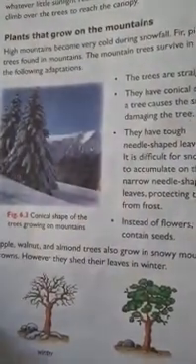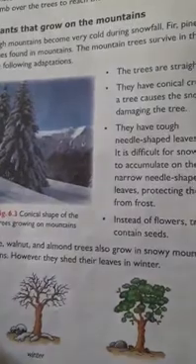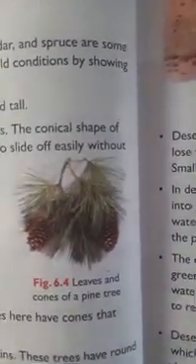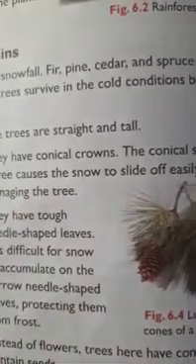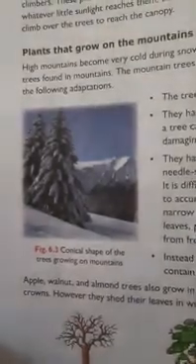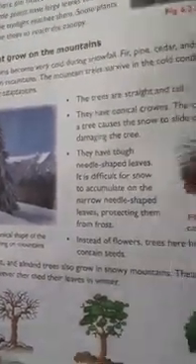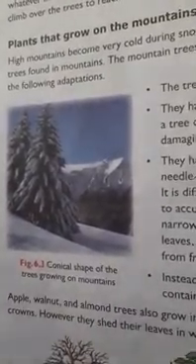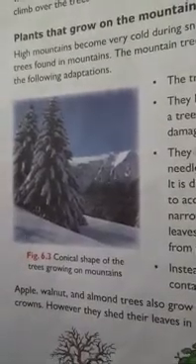So children, high mountains become very cold during snowfall. The high mountains get snowfall and it becomes very cold. Examples of plants which grow in mountains are fir, pine, cedar and spruce. These are some trees found in the mountains. The mountain trees survive in the cold conditions by showing the following adaptations.